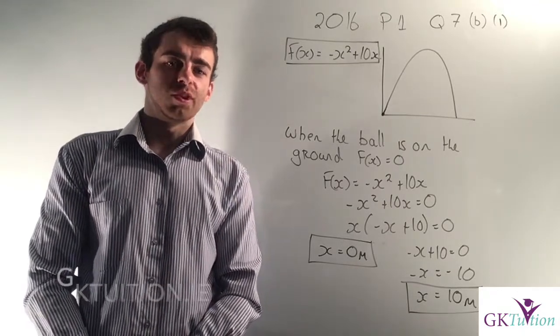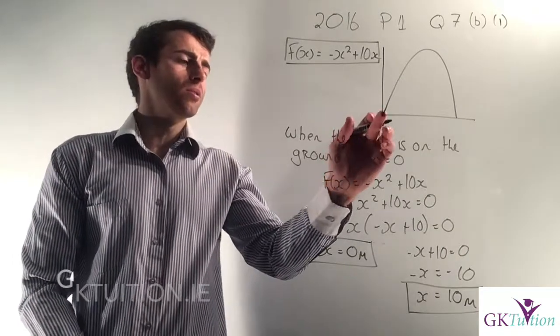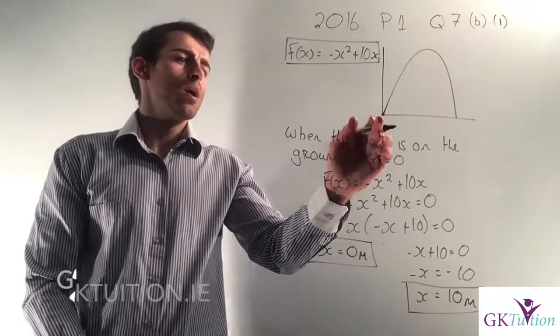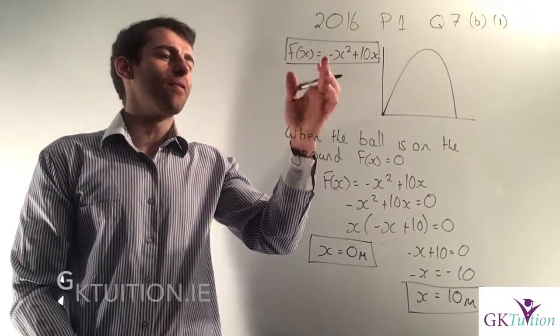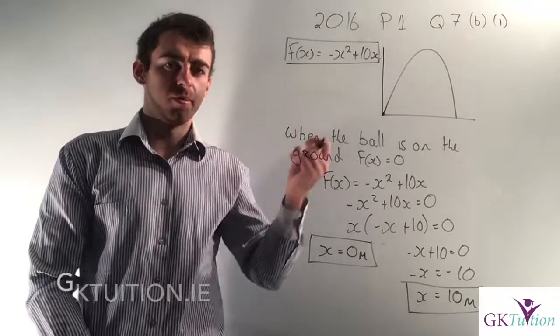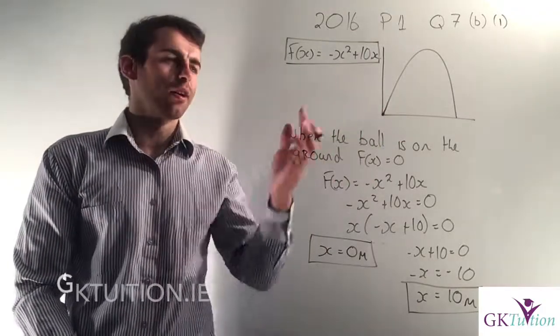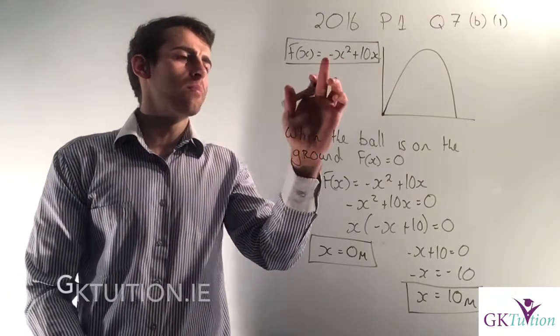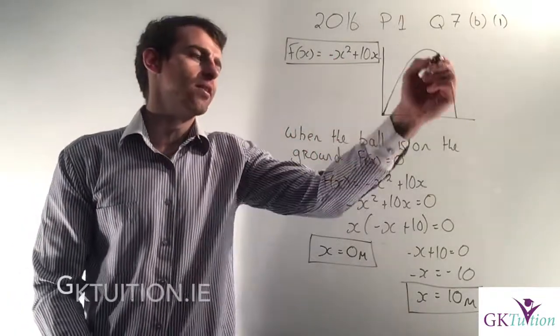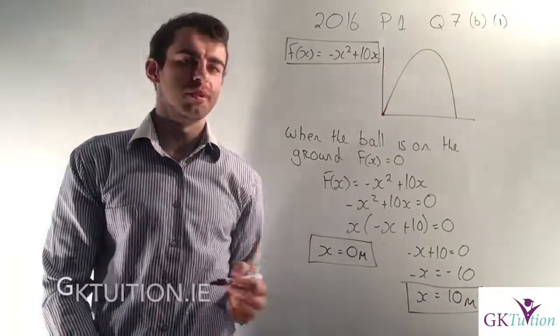In this question we're told that an inflated ball is kicked from the origin, so it's kicked from the point 0, 0, and that the function f of x equals minus x squared plus 10x describes the flight of the ball. So I've drawn a rough sketch of what that graph might look like. You have to recognize that if there's a minus in front of your x squared, then it's an N shape. So when you kick the ball, it's going to go up and it's going to come down.